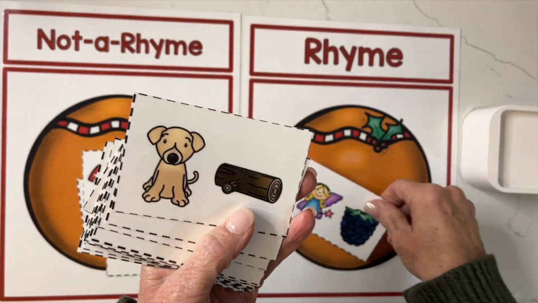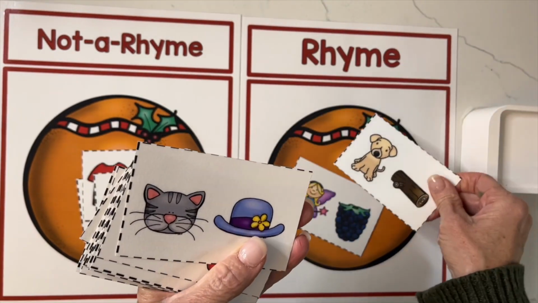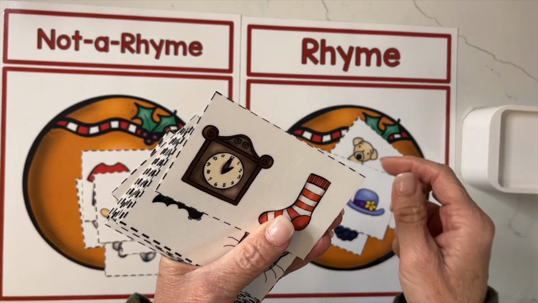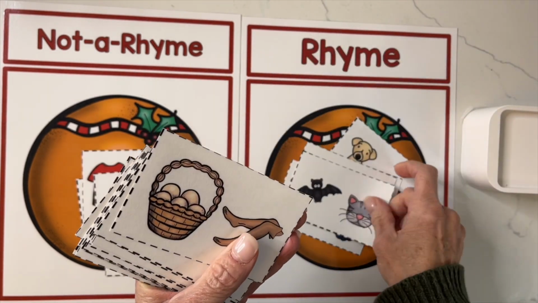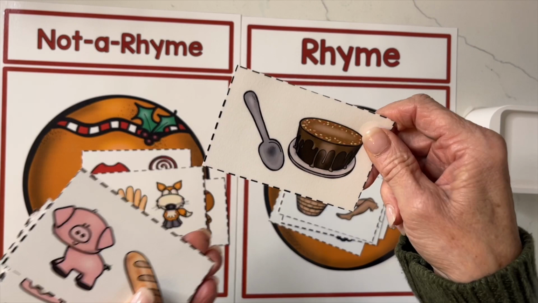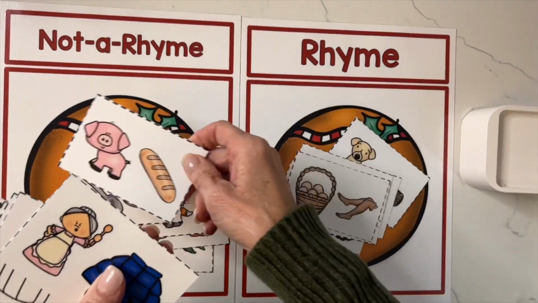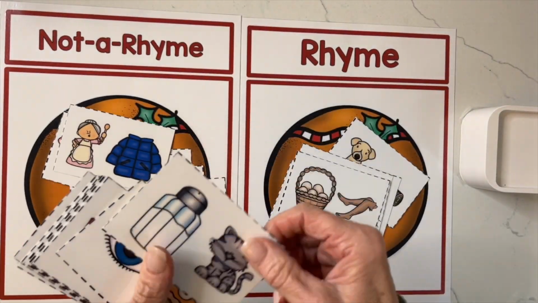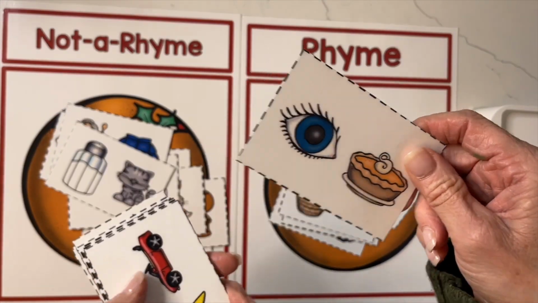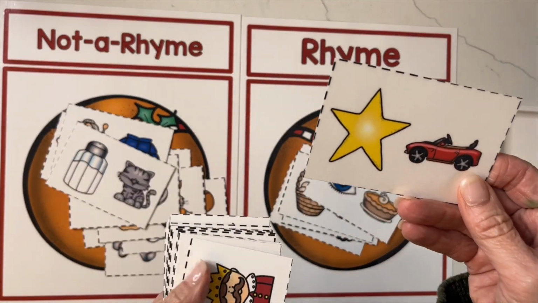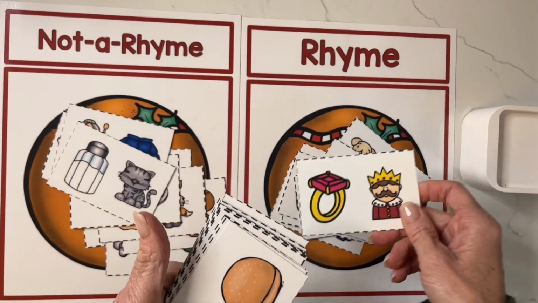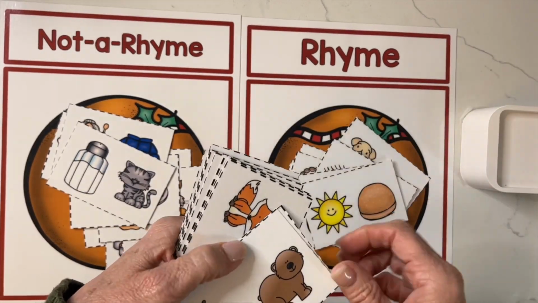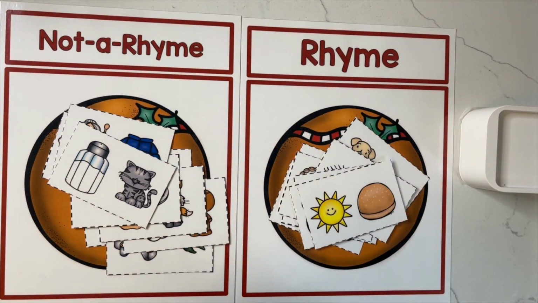It looks like I've got a whole bunch of does not rhymes here, guys. Fairy, berry rhymes. Dog, log rhymes. Cat, hat rhymes. Clock, sock. Bat, cat. Eggs, legs. Spoon, cake. Pig, bread. Old woman, coat. Salt, cat. Eye, pie. Star, car. Ring, king. Sun, bun. And so on and so on.